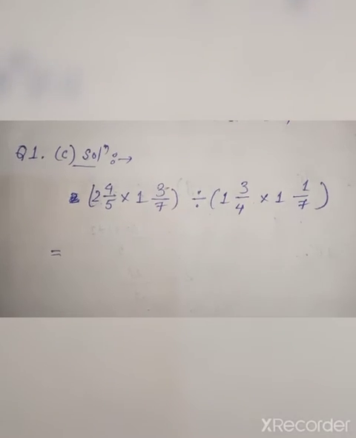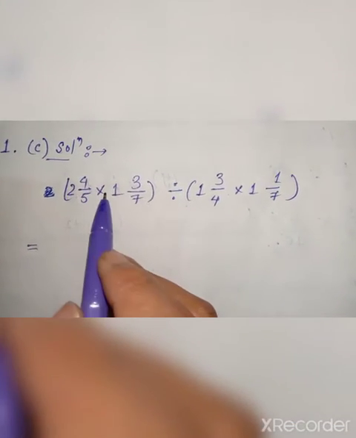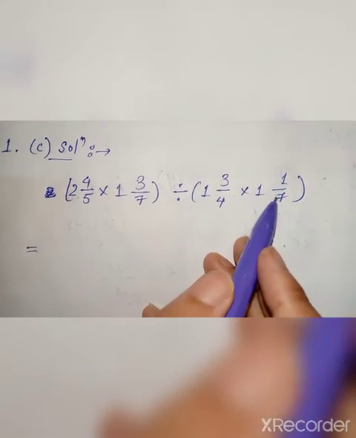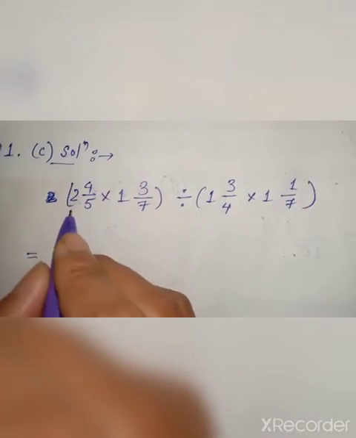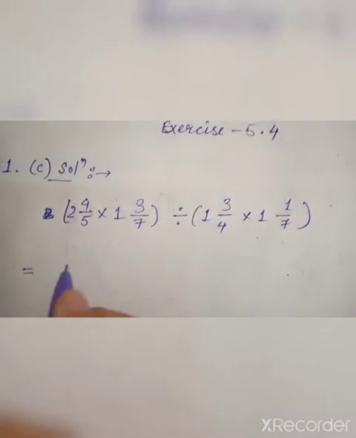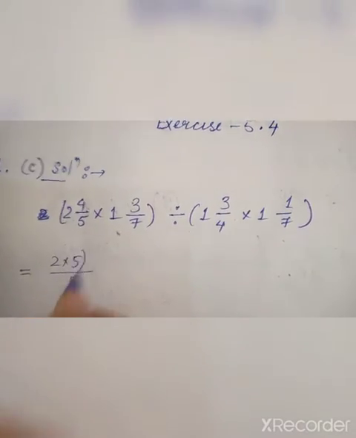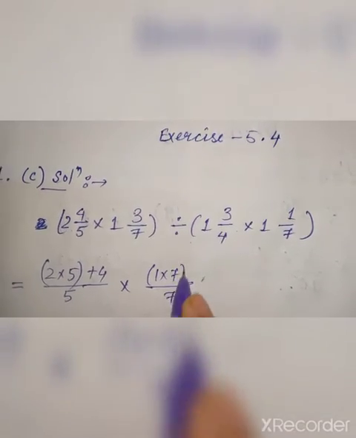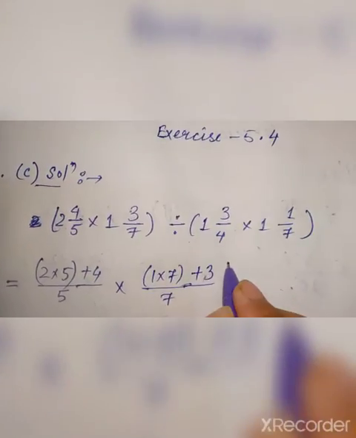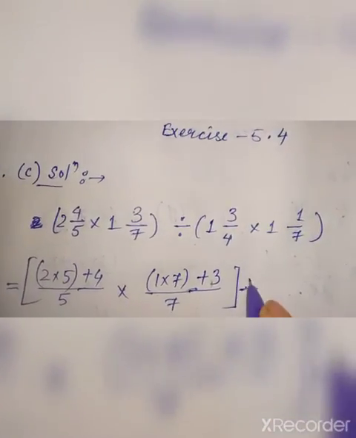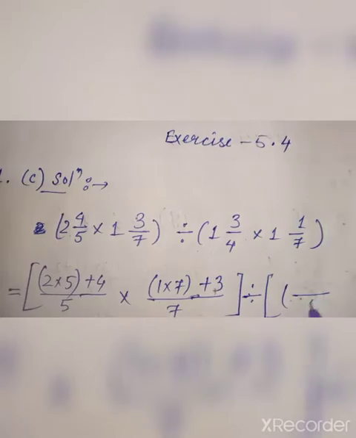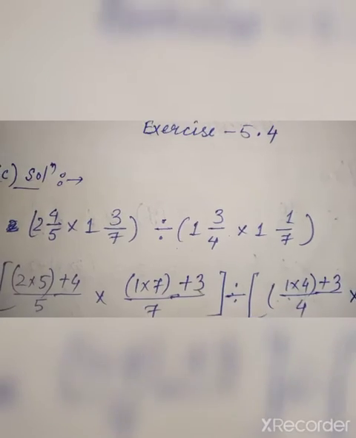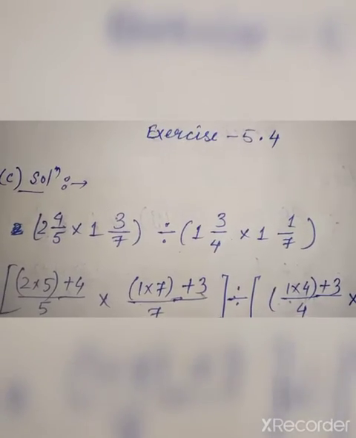Okay. So the question is 2 4 by 5 into 1 3 by 7 divided by 1 3 by 4 into 1 1 by 7. First of all, convert into improper fractions: 5 2s are 10 plus 4, 7 1s are 7 plus 3, divided by 4 1s are 4 plus 3, 7 1s are 7 plus 1.